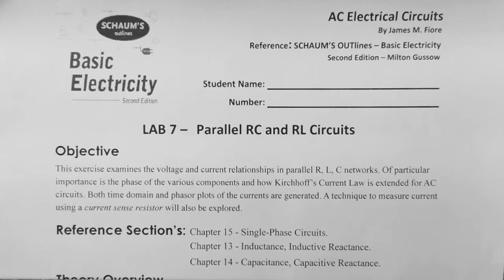My name's Darren Holmes, and today in AC Electrical Circuits we're going to look at lab number 7, parallel RC and RL circuits. Under objective, it says this exercise examines the voltage and current relationship in parallel RLC networks.